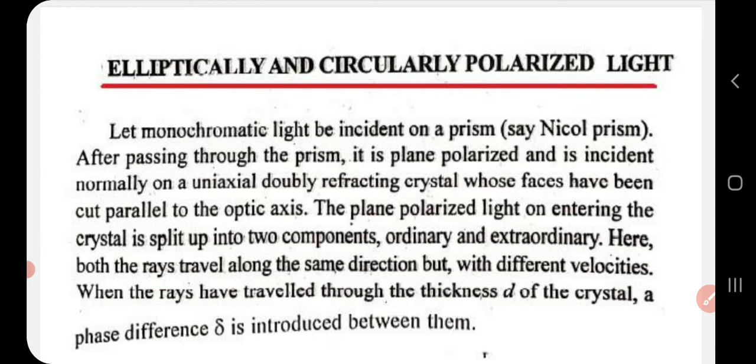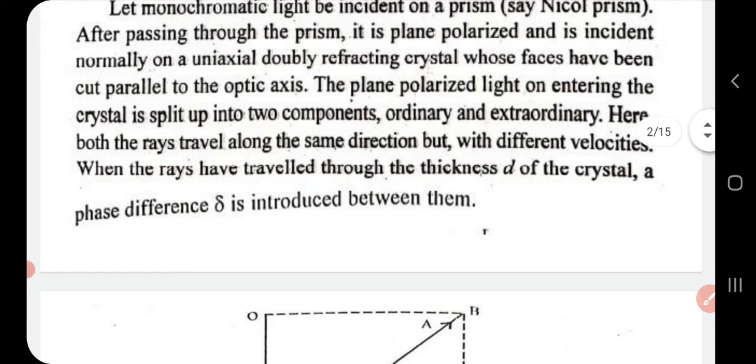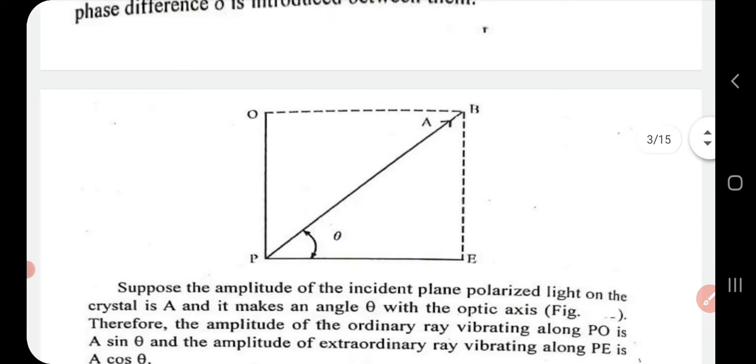So on entering this crystal, the plane polarized light will split into two components, that is, one is ordinary ray and the other one is extraordinary ray. Here both rays travel in the same direction but with different velocities. Now this we have already discussed in the last class. Now when the rays have traveled through a thickness say d of the crystal, definitely a path difference delta will be introduced between them. So look at this figure.